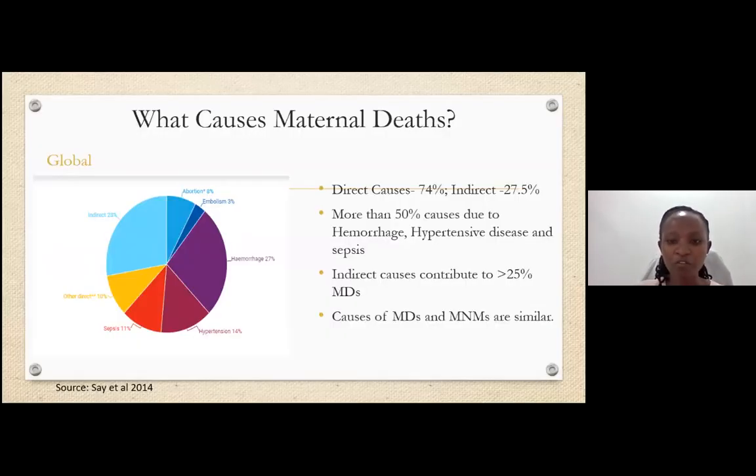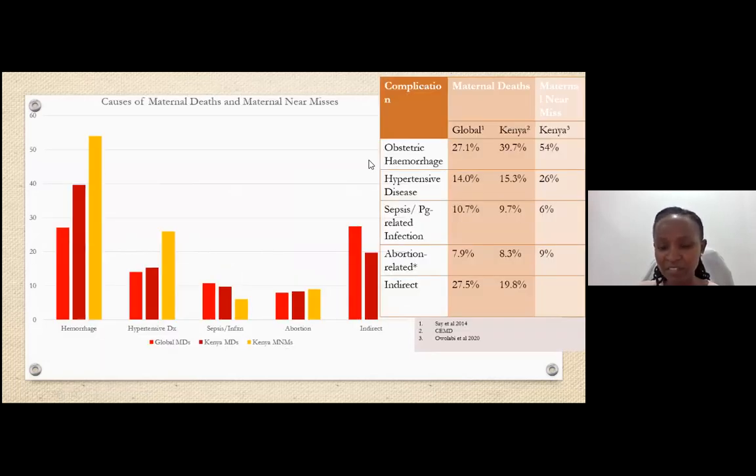So what are the causes of maternal deaths? So we've talked about the direct and indirect. So direct causes contribute up to 74%. Again, this is data from World Health Organization. And among these, hemorrhage, hypertension, and sepsis contribute to up to 50%. And if you look at the causes of maternal near misses and maternal deaths, they are very similar. The most common cause of either deaths or near misses is obstetric hemorrhage. And this is the case globally as well as locally in Kenya, followed by hypertensive disease and sepsis or pregnancy-related infections.